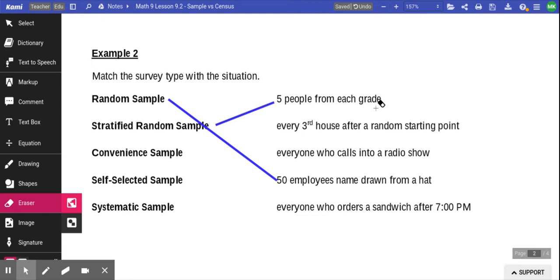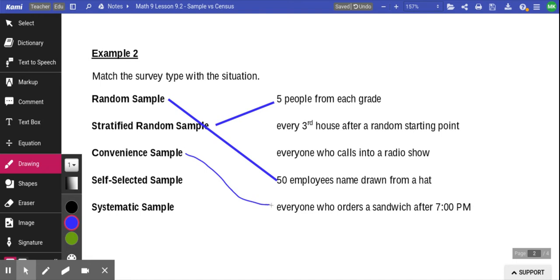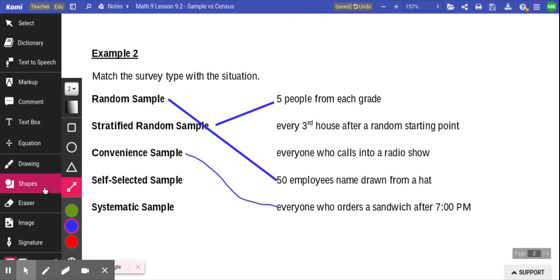Convenient sample. So convenient sample means it was just done easily. There's no randomness to it. It's just done easy. So we have every third house after a random starting point, everyone who calls into a radio show, or everyone who orders a sandwich after 7. Everyone who orders a sandwich after 7 would be the easiest way to do something. I just decided, okay, after 7 o'clock, I'm going to start doing a survey.